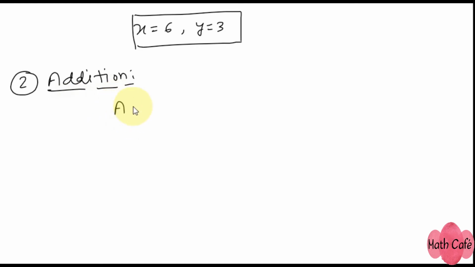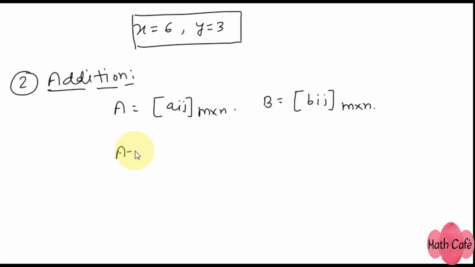Alright, in this part we will add two matrices A and B. If A is represented by Aij of order m cross n, and another matrix B is represented by Bij of the same order m cross n, then we can add both the matrices. So A plus B will become Aij plus Bij. We will add all the corresponding elements of matrices A and B, and the order of A plus B would be the same, m cross n.